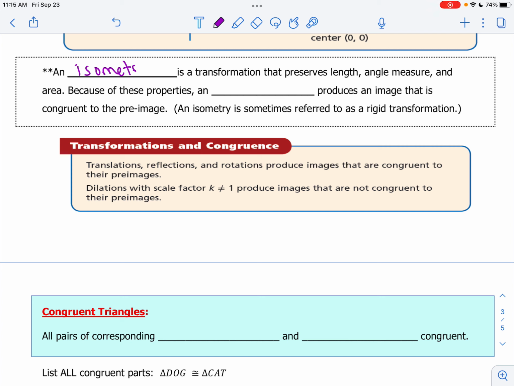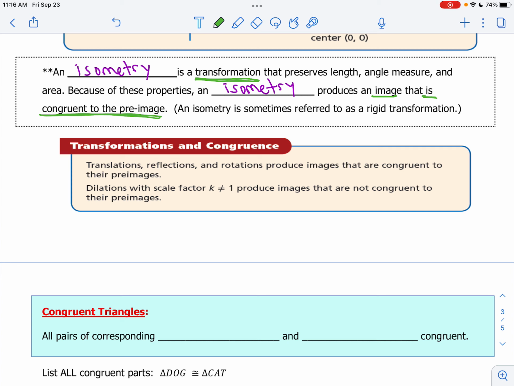isometry. So that's a transformation. It preserves length, angle measure, and area. And so the key takeaway here is with an isometry, the image is congruent to the pre-image. I would actually stop and just memorize that really quick. So isometry is a transformation where the image is congruent to the pre-image. Those are all the key words you can say in one sentence.